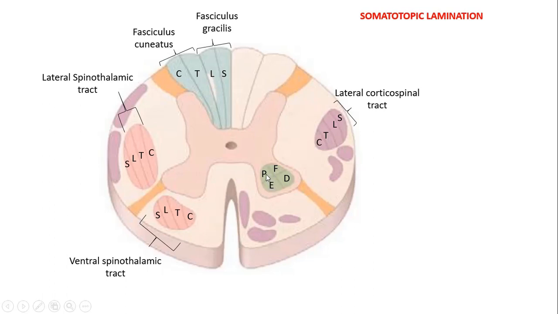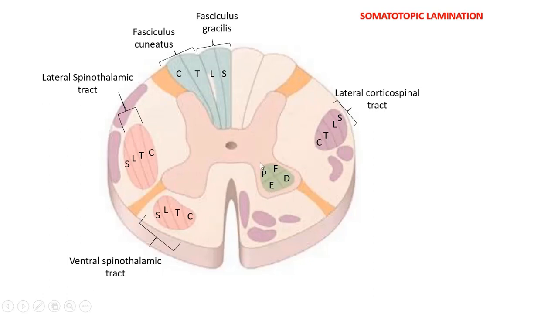That means the medial part of the anterior gray horn will be supplying the proximal muscular group, and the lateral part of the anterior gray horn supplies the distal muscular group. And the posterior or dorsal part will be supplying the flexor aspect of the muscle group, and the ventral part will be supplying the extensor aspect of the muscle group.